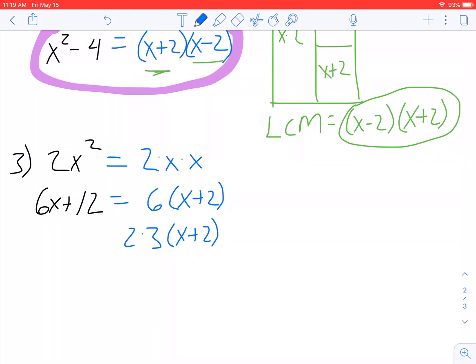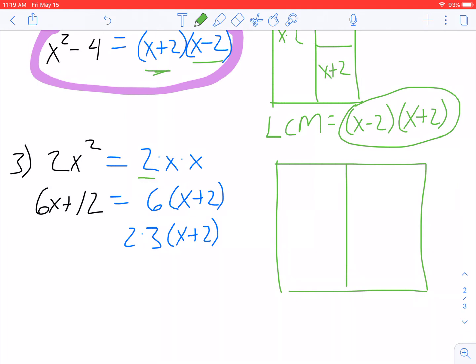Let's go ahead and then use this box strategy. And in the box strategy, again, we're going to go ahead and look to see what do they have the same. Well, I see they both have a 2. Now, I can't say they both have an x. It looks like they both have an x, but realize this x is a factor where this x is part of a term of an expression. So just be careful with that. So that tells me I have an x times x remaining, and I have a 3 times x plus 2 remaining. So from here, I'm ready to go ahead and write my LCM.